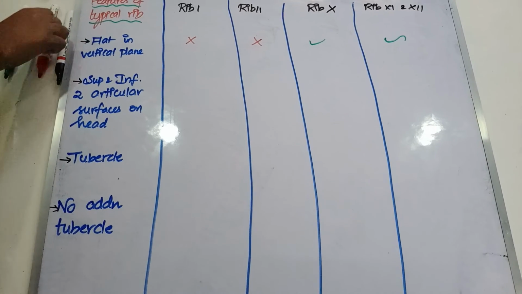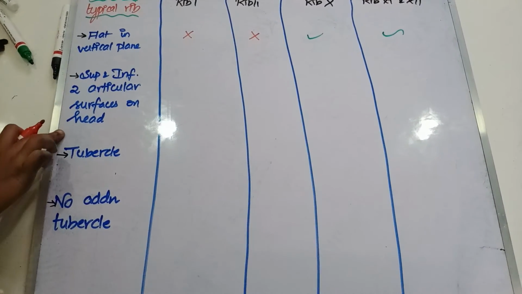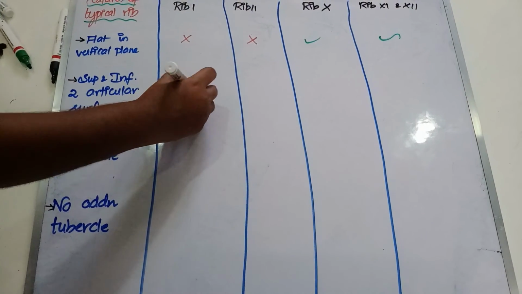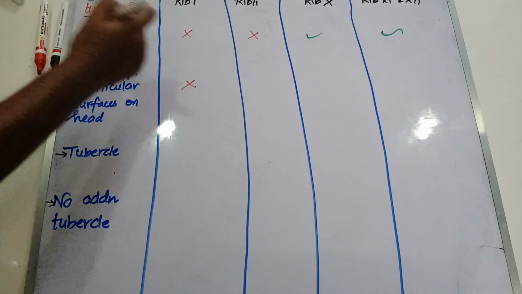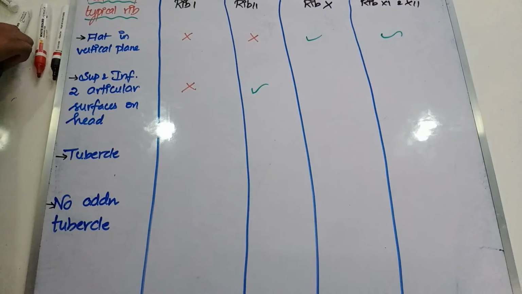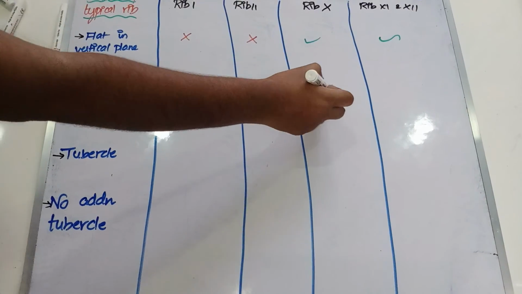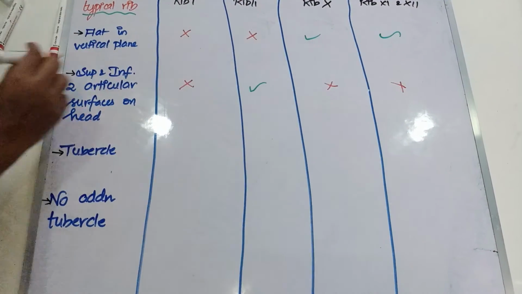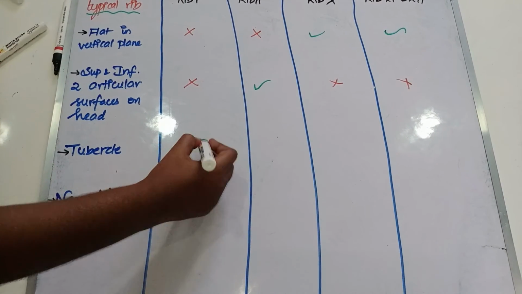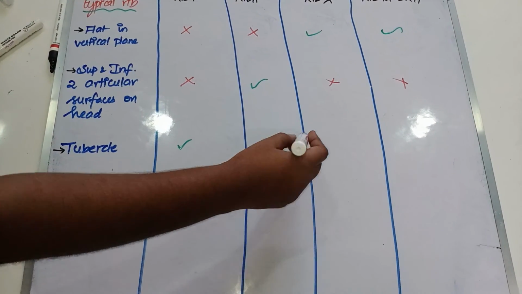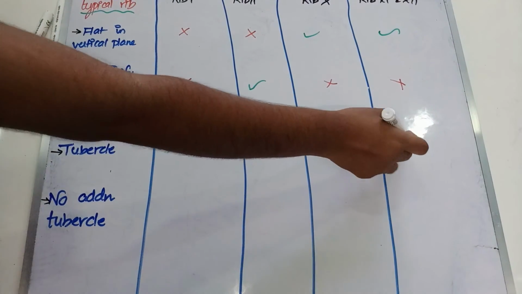Next, two articular surfaces, that is the superior and the inferior articular surface on the head. Is it present? No, it does not have; it lacks one articular surface. Whereas rib 2 has both articular surfaces on the head. Ribs 10, 11 and 12 also lack one articular surface; only one is present. Tubercle: here the tubercle is present, here also, and here also, whereas the 11th and 12th ribs lack the tubercle.